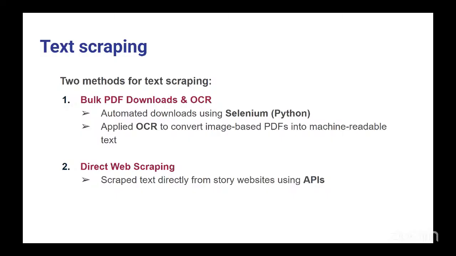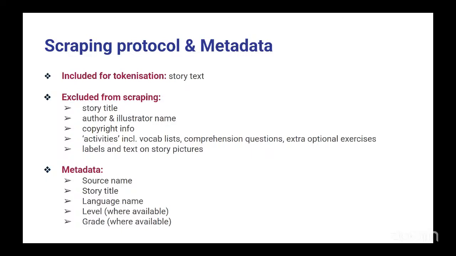Okay. I want to briefly touch on our protocol for text scraping. We're going to get to the more exciting stuff now, I promise. But we decided that we only wanted the actual story text in our database, right? So the actual body of the stories. Any other text we decided was not relevant for our purposes. And this included small things like just the author name, illustrator name, copyright info.